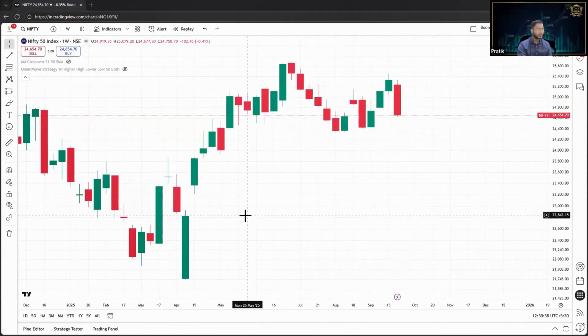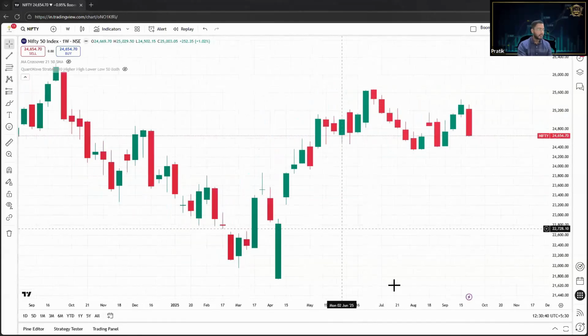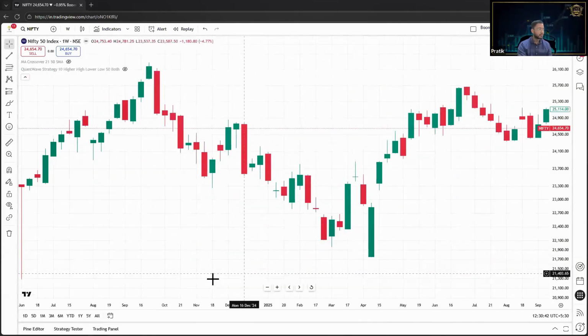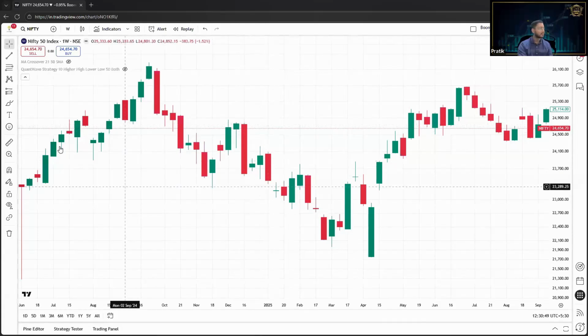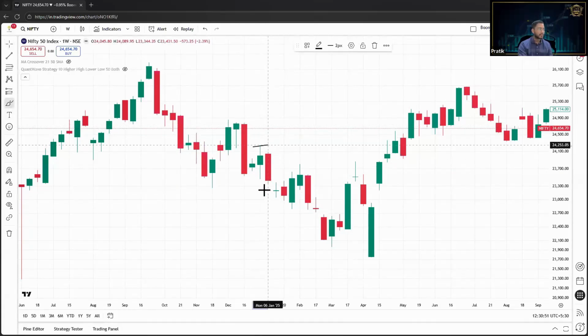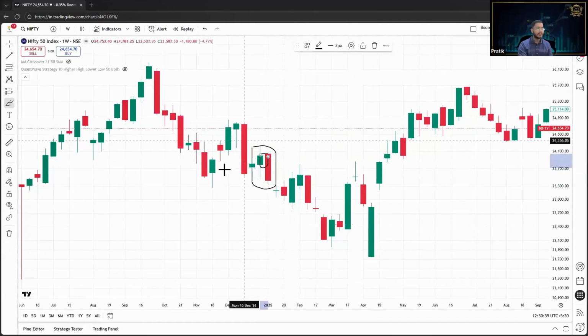November 18th. This one is not engulfing. Not really engulfing. This is engulfing. Correct. This is engulfing, guys. It has eaten up the body. Can you see? Yes, it's eaten up the body. Engulfing. Okay.